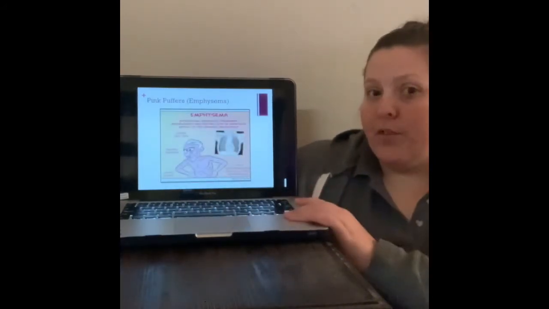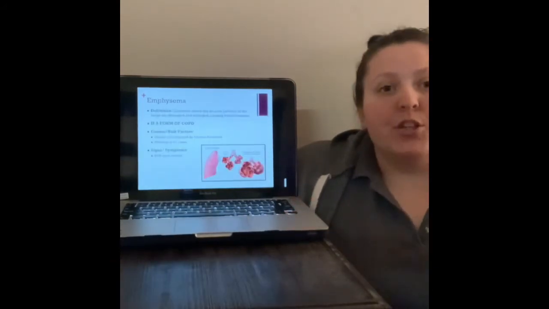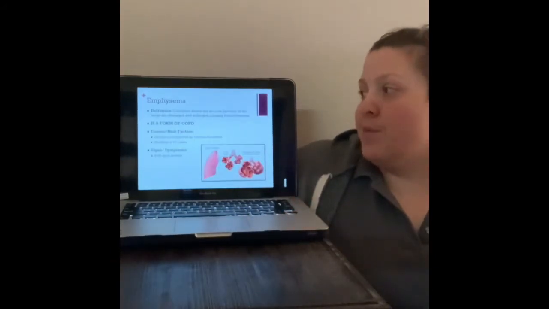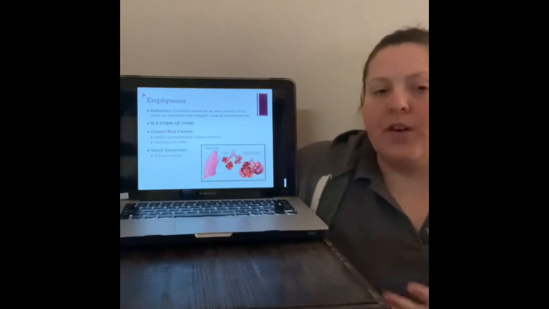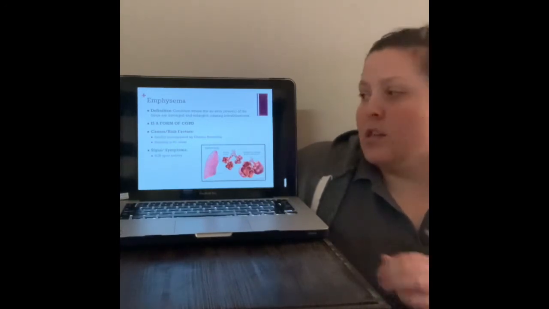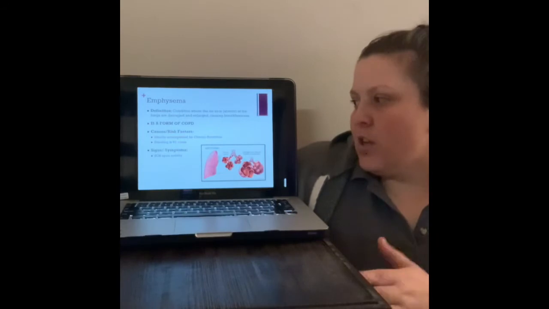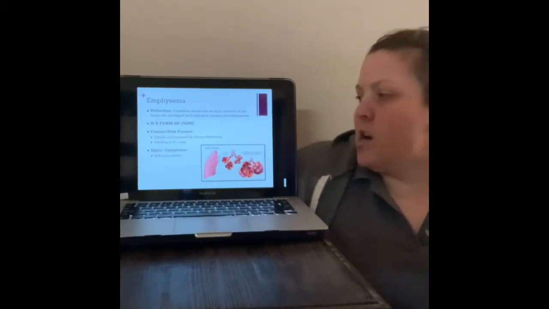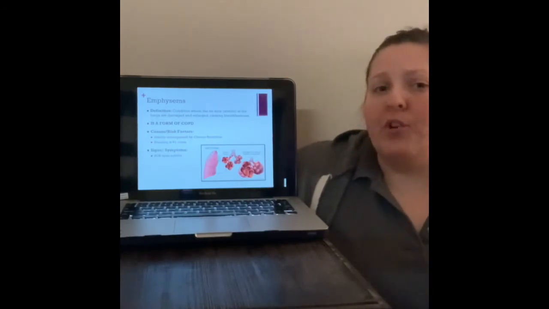Next, we have the pink puffers, also a term used for patients with emphysema, and emphysema is going to be affecting the alveoli in the lungs. So for the risk factors, smoking is also going to be the number one cause, and it's also accompanied with chronic bronchitis.